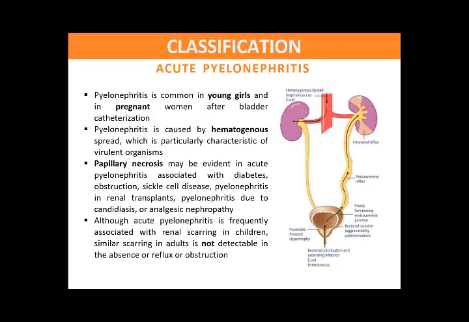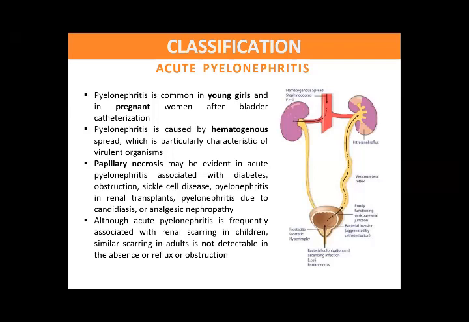Another source of infection in pyelonephritis is hematogenous spread, which is particularly characteristic of virulent organisms, especially gram-negative septicemia. Patients with high bacteremia can develop pyelonephritis. Papillary necrosis may be evident in acute pyelonephritis associated with diabetes, obstruction, sickle cell disease, renal transplant, pyelonephritis due to candidiasis, and analgesic nephropathy. So these are the causes of papillary necrosis.